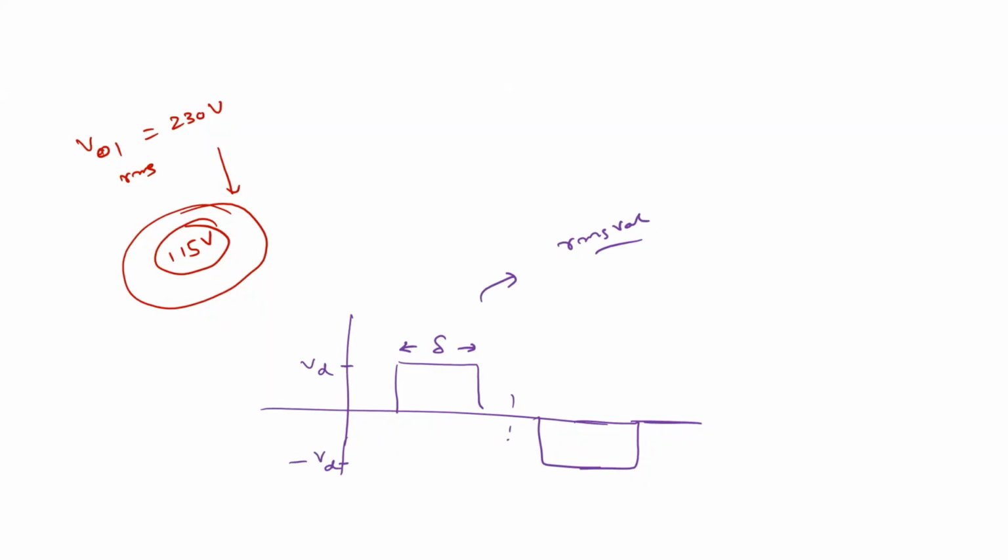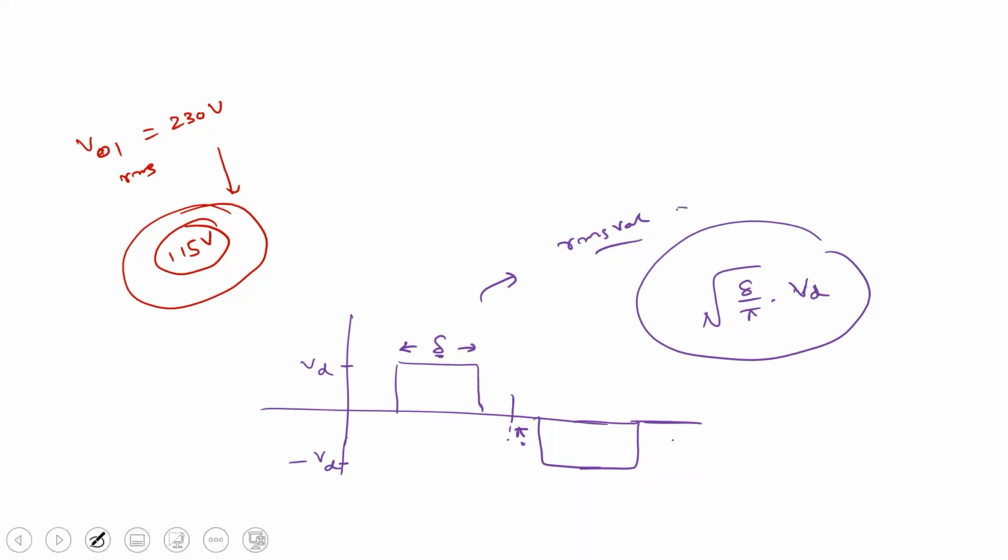Under root delta by pi. Yeah, under root delta by pi into VD. Yeah, correct. You know how to calculate the RMS value. So when some of the portion is cut out, this delta portion is present, so that means delta by pi. So we are calculating the RMS value. Therefore, under root delta by pi into VD. So this is its RMS value.